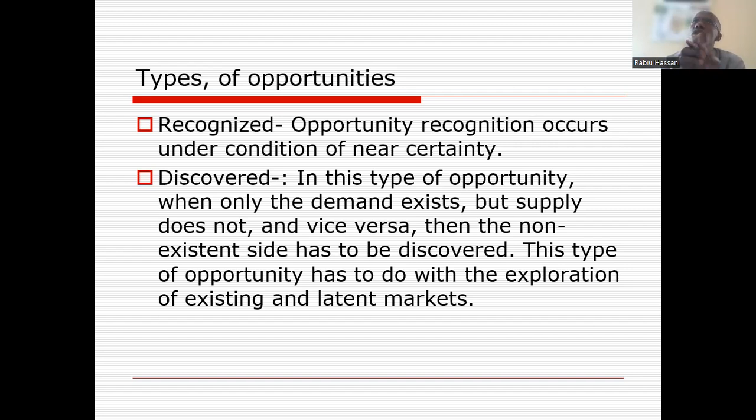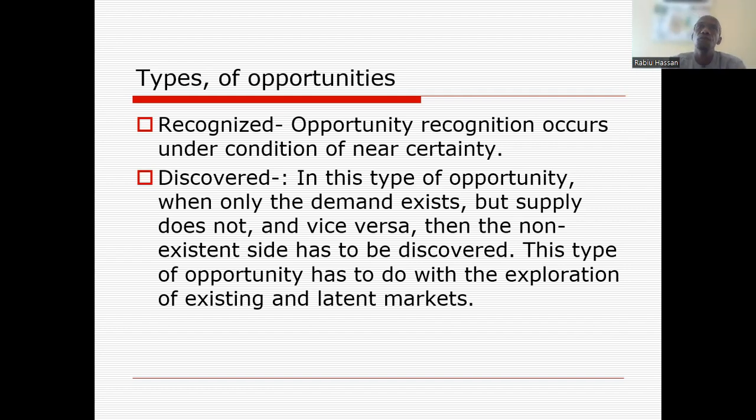All you have to do is just sit down, be open, open your eyes, your ears, and try to discover an opportunity that will really help you make a lot of money. I call it the recognized type of opportunity. And then the discovered type. In the first one, the recognized type, the demand and supply are already existing, while in this one, either demand or supply is not existing. You have to discover one of these sides to be able to be in a business.